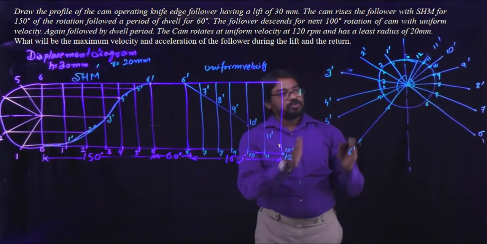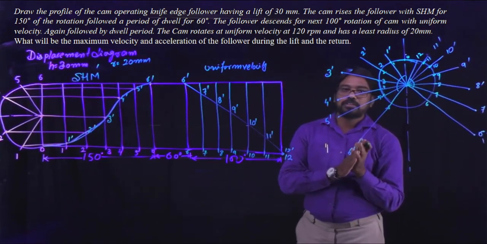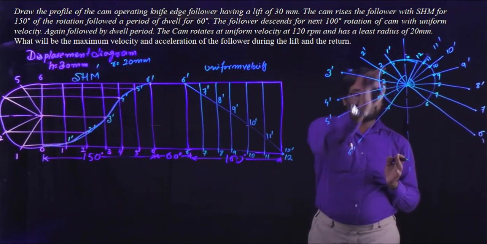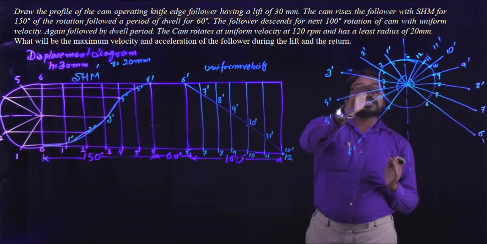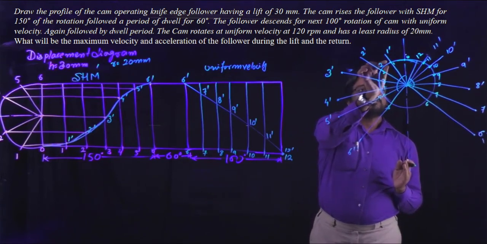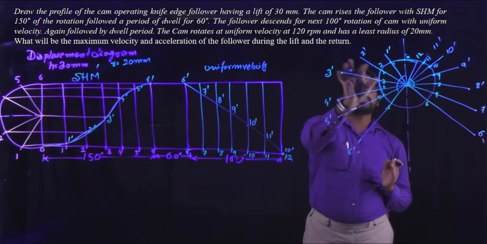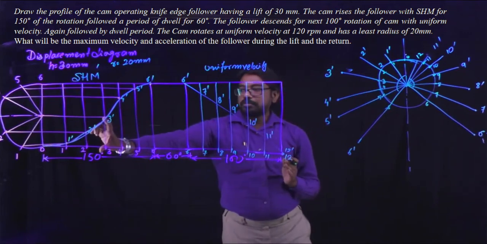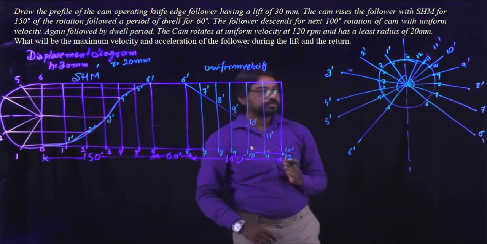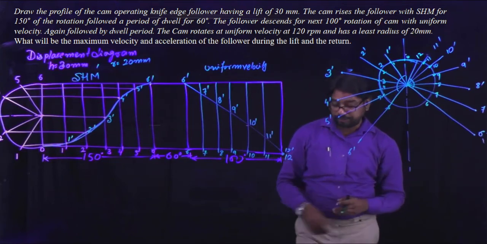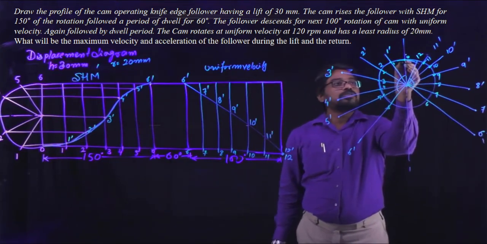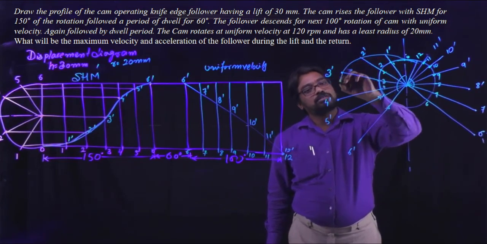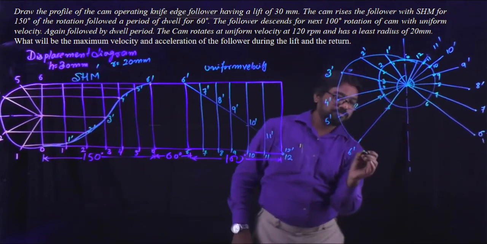So what we have done is draw a circle with a radius of 20 mm. The first part we took as 150 degrees and divided into 6 equal divisions. From 1 we extended to 1 dash, 2 to 2 dash, 3 dash. This measurement is the same as the measurement we got in the displacement diagram. Once you get this, with free hand we simply try to join these points. For the time being, we slowly connect them and see how we can make it.